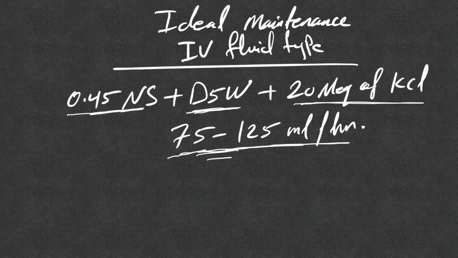But pay attention to the sodium level, potassium level, and glucose level. If somebody has hyperglycemia, high blood sugar, you need to omit the D5, right? If somebody is hyponatremic already, then he needs resuscitation, doesn't need maintenance. If somebody has hyperkalemia, you need to take off the potassium. So this is the ideal maintenance IV fluid type.